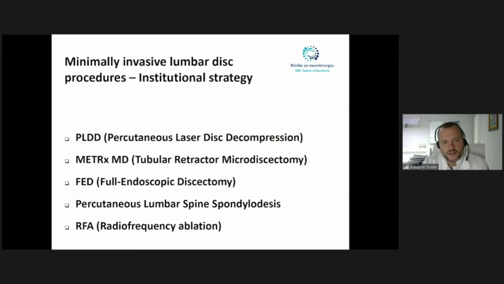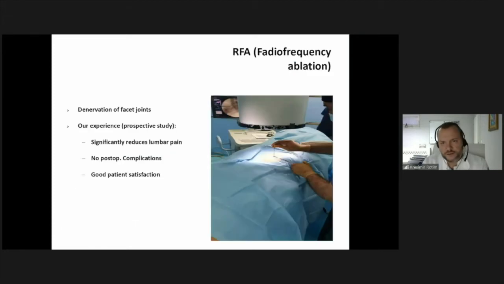So in our department we use those techniques that you can see on that slide. Let's start with the least invasive one. It cannot be called an operative invasion. This is more a procedure: radiofrequency ablation of the facet, denervation of the facet joints.